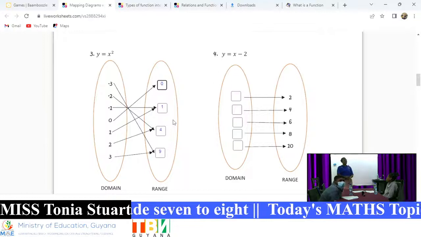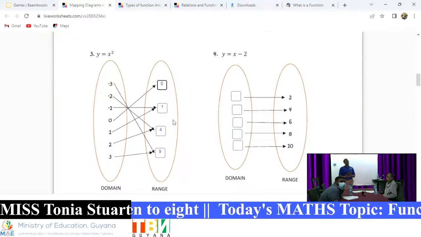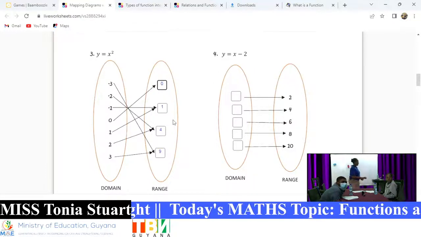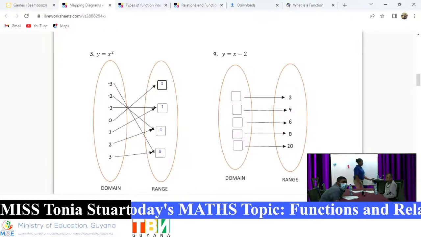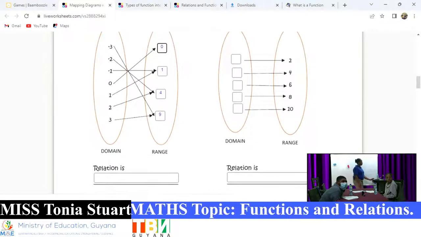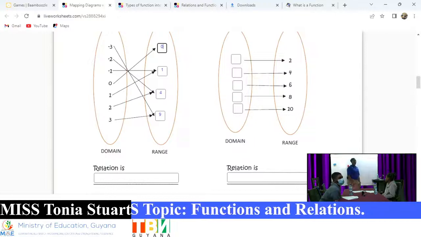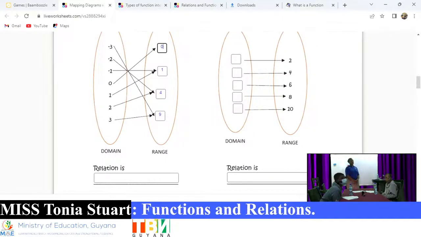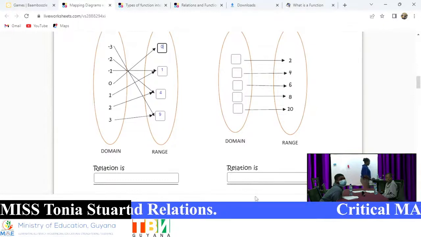So look at your arrows. Look at your diagram. What relation would that be? Many to 1. Many to 1? You agree? Yes. Do we have many going to 1? All right. I'm going to put your answers.